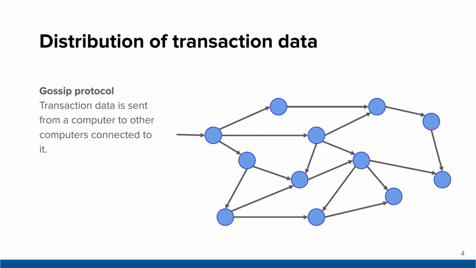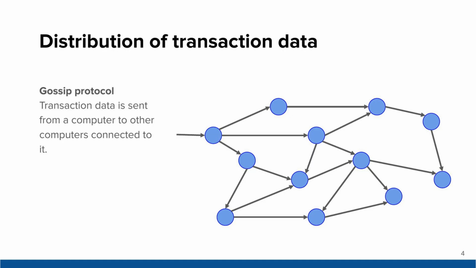Through a process called the gossip protocol. It works exactly like gossip does in real life. When something new happens, a transaction, it gets shared with the computers directly connected to you. Those computers then share it with the computers connected to them, and so on and so on. Very quickly, the information reaches everyone in the network. Just like gossip spreading through a school, by lunchtime, everyone knows.